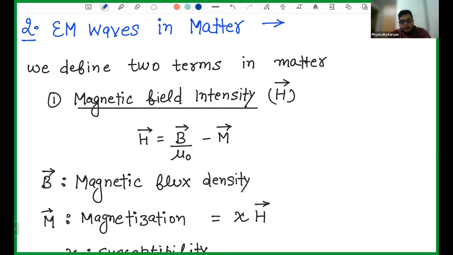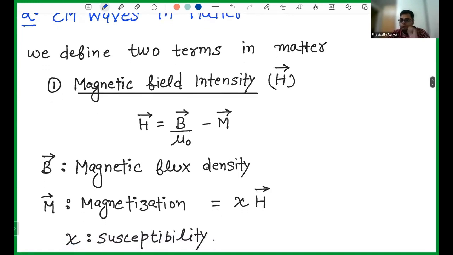Many questions might have come to your mind. Why H? Why is H more relevant? What are we going to do with this? Why not just use B, which is the magnetic field? Let's try to answer all these questions. First of all, H is known as magnetic field intensity. Second, capital H is defined as B divided by mu naught minus M.